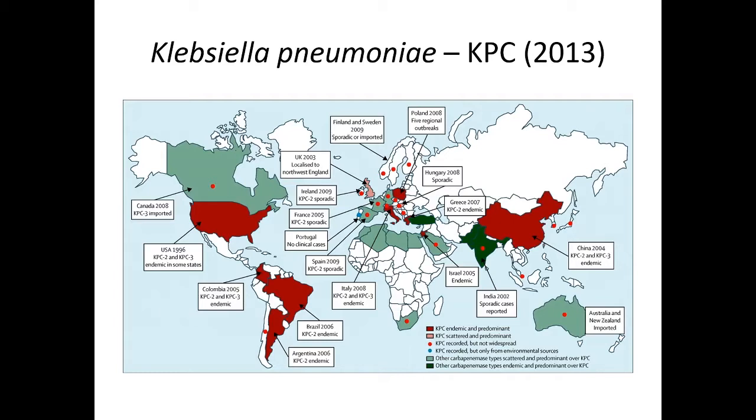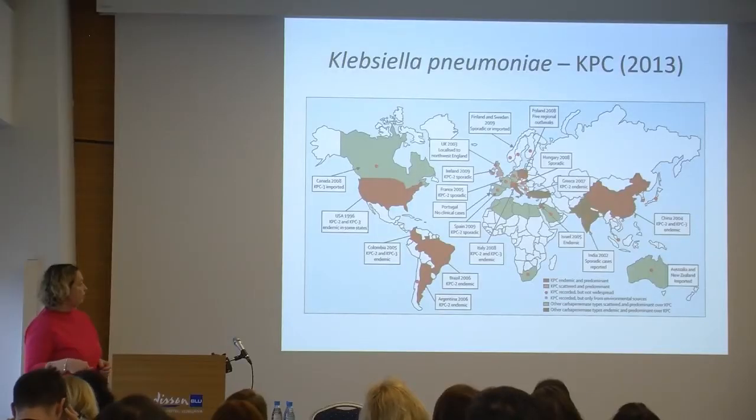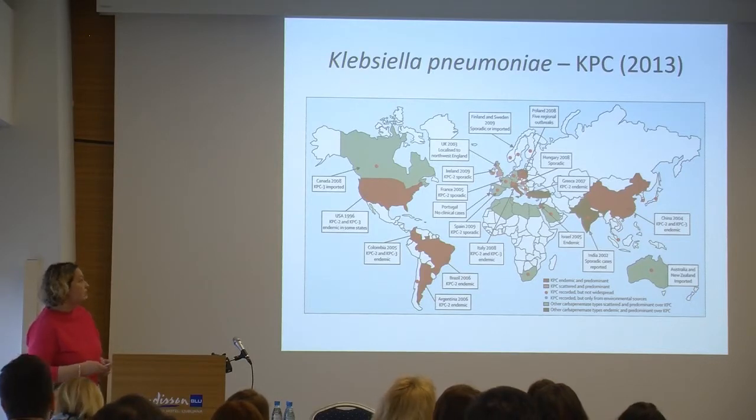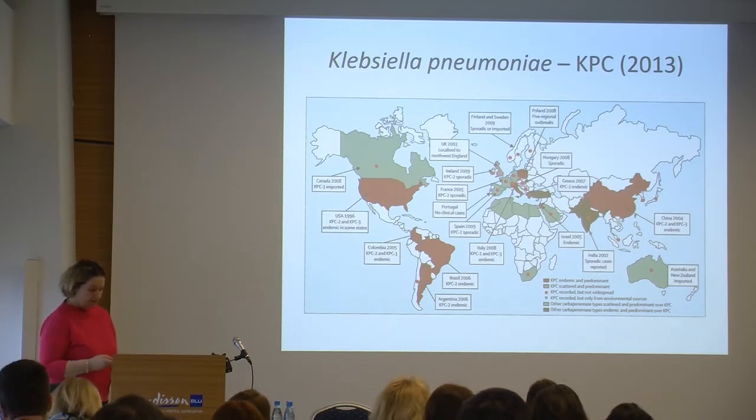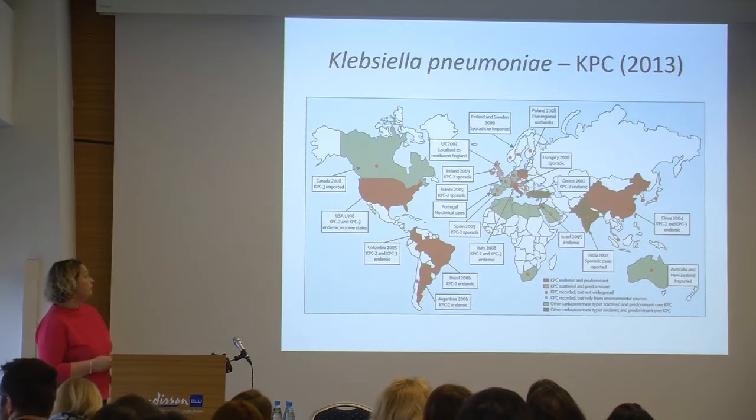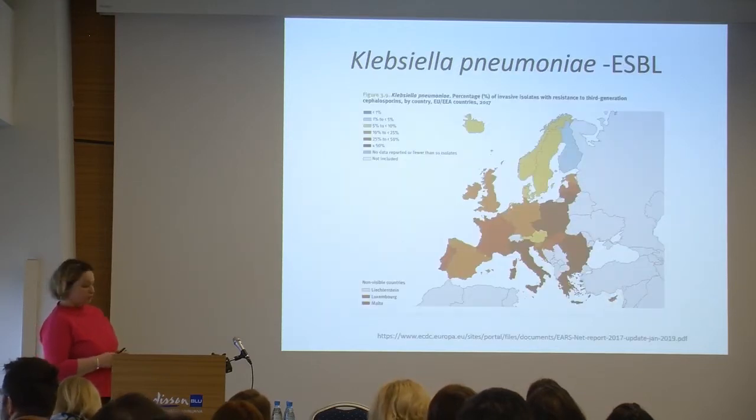This was the situation with KPC Klebsiella pneumoniae 6 years ago. So it was those red spots, and the red color indicates where the bacteria was. And the green areas are those areas where there are other carbapenemases, but not KPC, and those were endemic regions. So I guess the situation now is even more severe, but I was not able to find any chart providing that. So what is the situation in Europe?